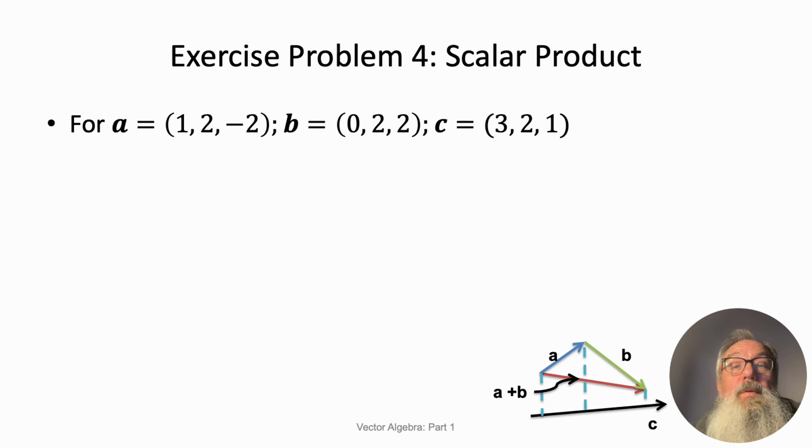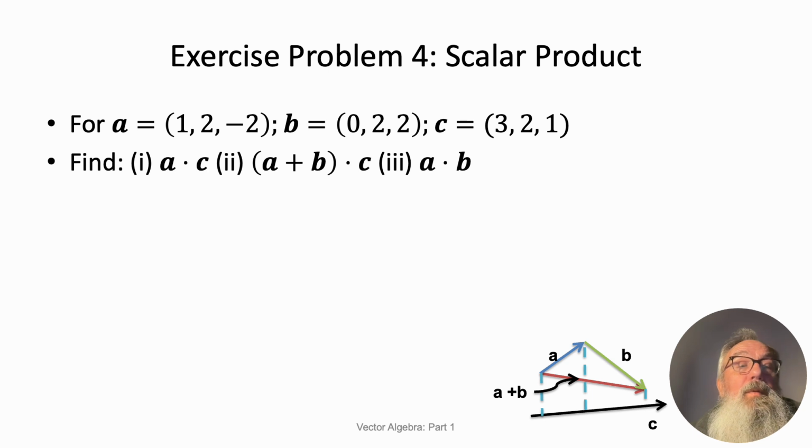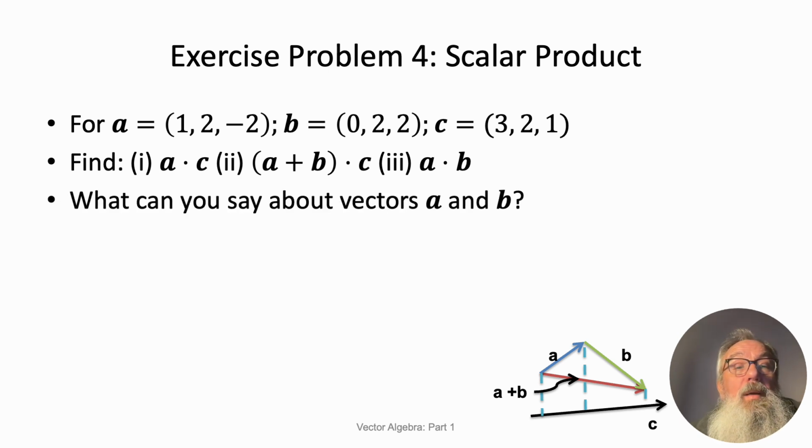So another example of a scalar product. We've got three vectors here, A, B and C. Find A dot C, B plus C, A plus B dot C and A dot B. So again, quite trivial, but we've got an extra question. What can you say about the vectors A and B? Well, we don't know anything yet, but let's see.